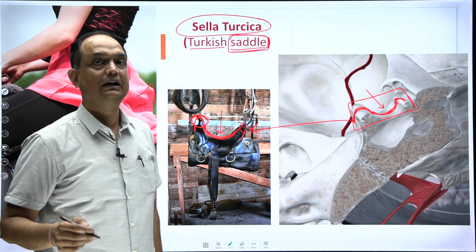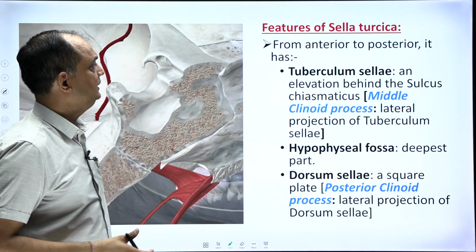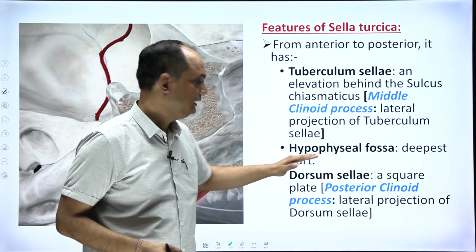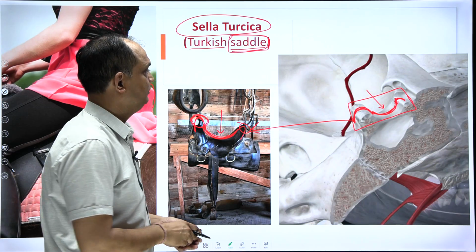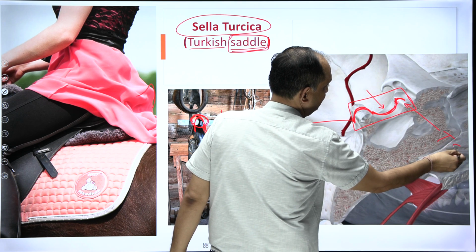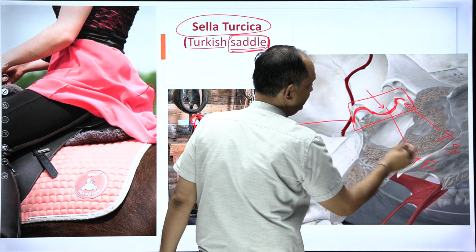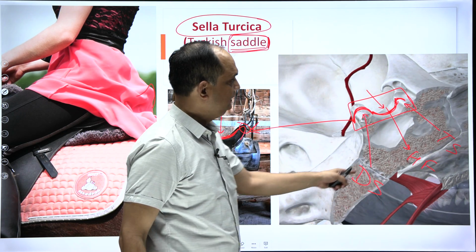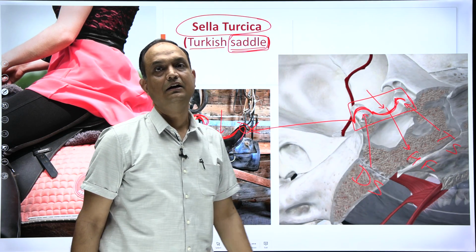So the word Sella Turcica is a combination of three terms. What are these three terms? Tuberculum sellae, hypophyseal fossa, and dorsum sellae. Tuberculum sellae is the anterior border. This middle part is known as the hypophyseal fossa for the pituitary gland, and this posterior part is known as the dorsum sellae, and all these three together have a single name, Sella Turcica.